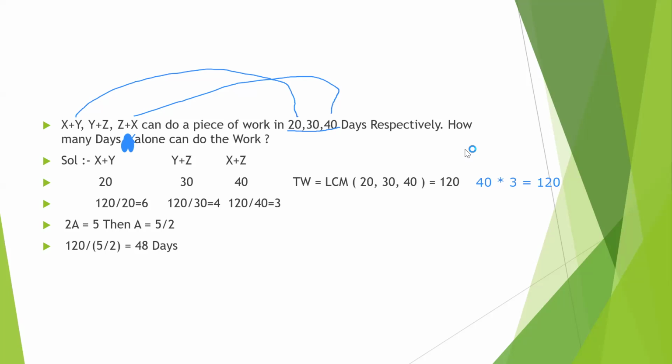Now let's calculate the combination of individual work. Here x plus y can do the work in 1 day equal to 6 units, y plus z can do 1 day's work equal to 4 units, and x plus z can do 1 day's work equal to 3 units. Now we have to find x, that is, how much x alone can do. Then how do we find only x?